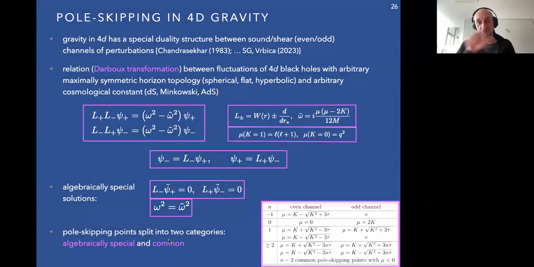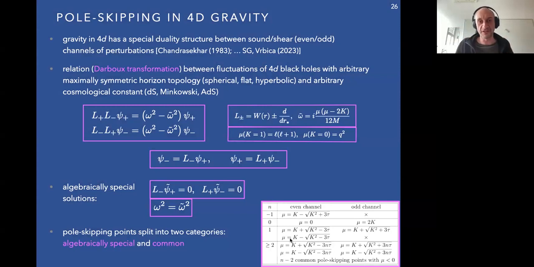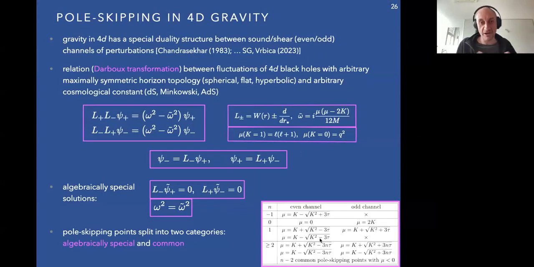So they're the same in the two channels, okay? The even and odd channels have the same set of those infinite number of pole skipping points. The algebraically special ones are actually not the same in the two channels. This is actually the list. We find all of them analytically. And what is amazing is that, due to this special integrable property of 4D gravity, you can find it analytically. So this result that I found before is a special case of these algebraically special solutions, okay? We were able to show this.